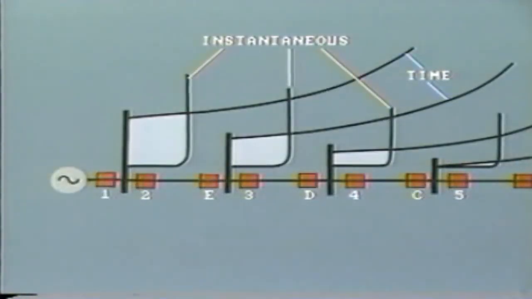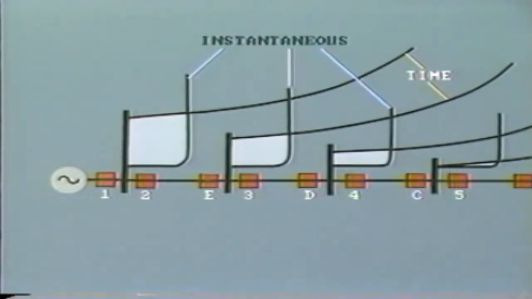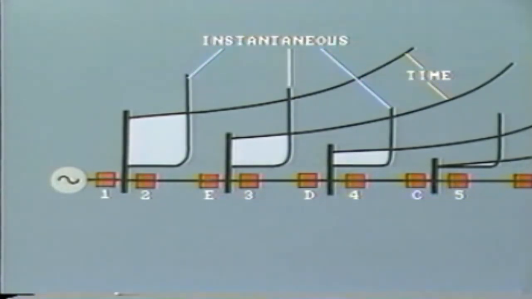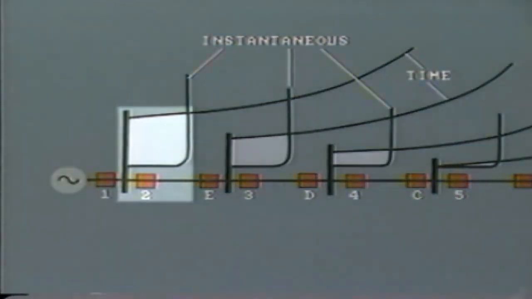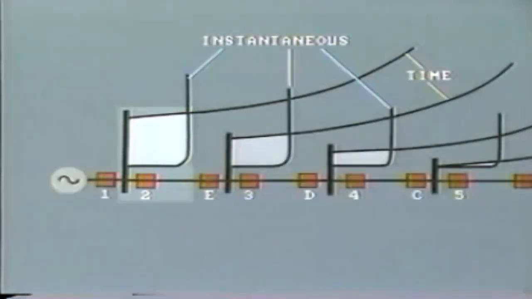Looking along the line, the set of coordination curves would look like this, where instantaneous overcurrent relays are installed in addition to time overcurrent relays. Clearly, the biggest improvement in relay operation is close in to the power source. The reduction in time for a fault at this location is significant.